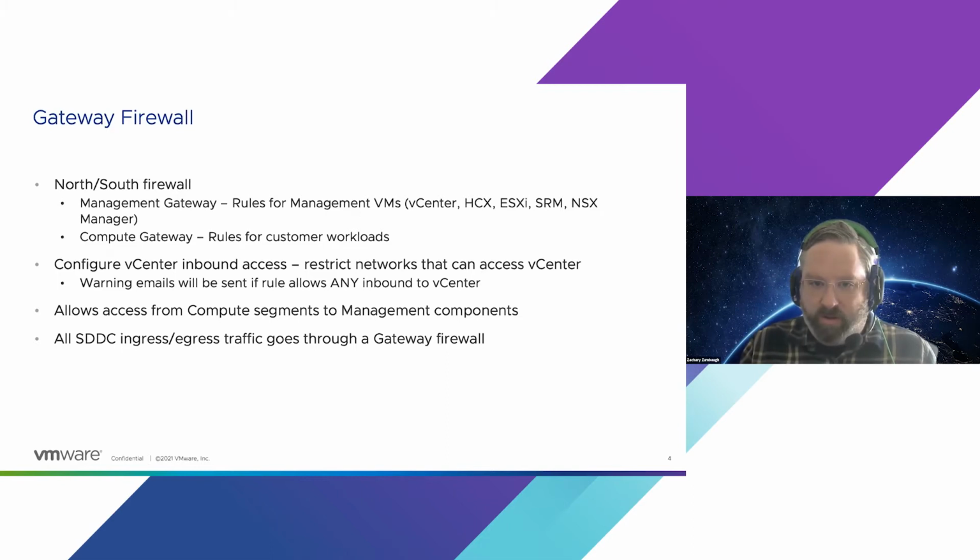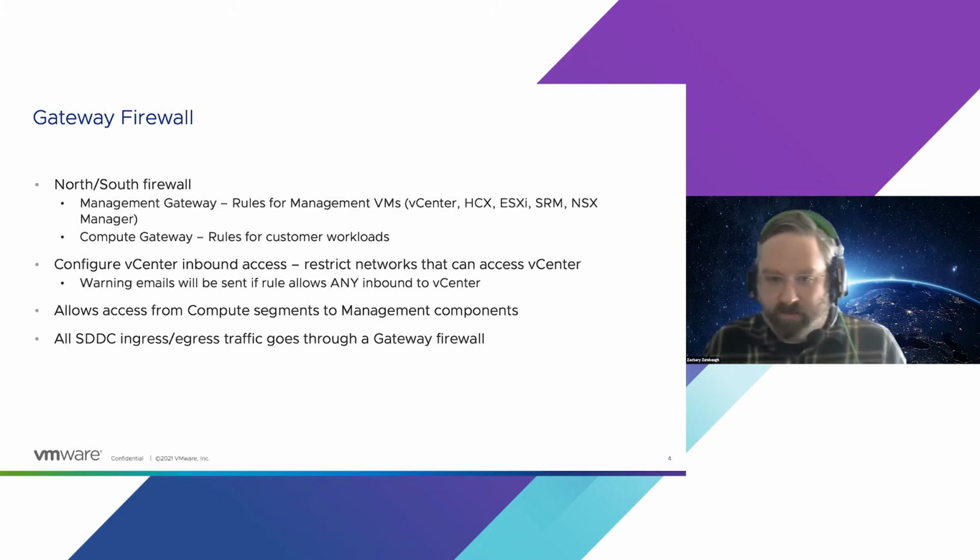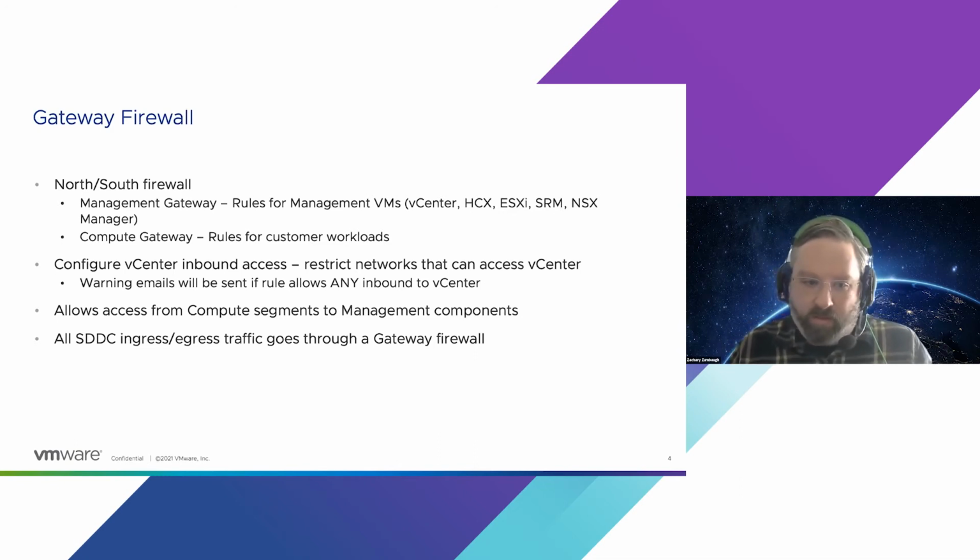Another thing is you want to configure your vCenter inbound access to restrict networks that can access vCenter. You can have an any rule, which basically allows any inbound onto vCenter, but you will get a steady stream of automated emails from the service advising you to change that rule. So that'd be one of the first rules I would recommend setting up. You could set that to whatever your internal network range is, or specific IPs. Basically all the SDDC ingress and egress traffic goes through this gateway firewall, which is instantiated on the NSX-T Edge virtual machine.